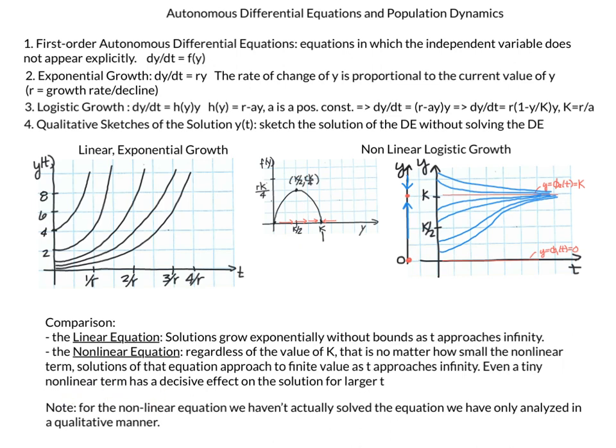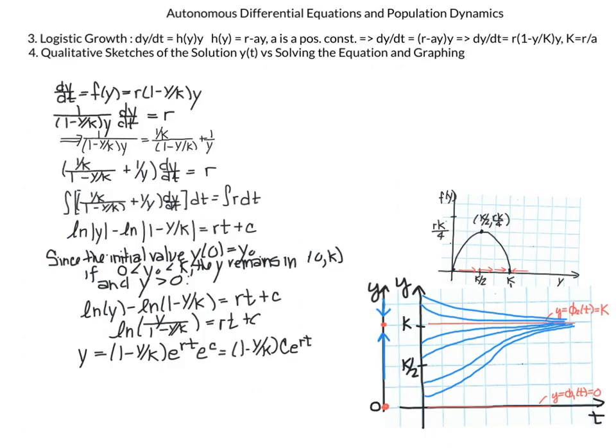And one final note to point out: remember, we haven't even solved this differential equation yet, and we have quite a bit of information about what the solutions look like. That said, this equation is separable, so we can gather all our y terms onto one side, equals r. I have this little algebra step here so that this will become easier to integrate. So I integrate both sides with respect to t. I get this equation here, and we have an initial value.